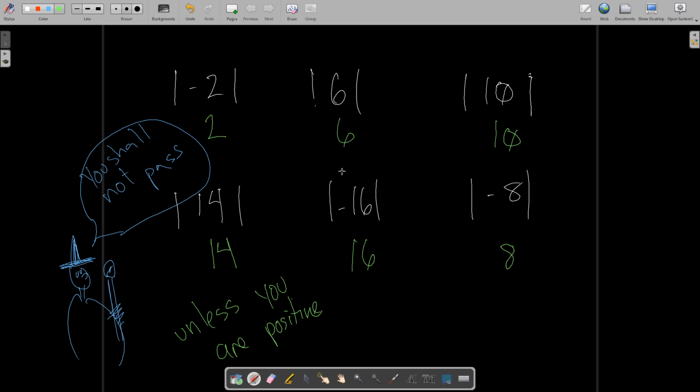Okay? -6. You shall not pass. You are negative. You will now be positive. And then it makes it positive. Okay? So it's a little silly, but it's anything to make you remember what absolute value does. You can have your own little chubby Gandalf stick person.